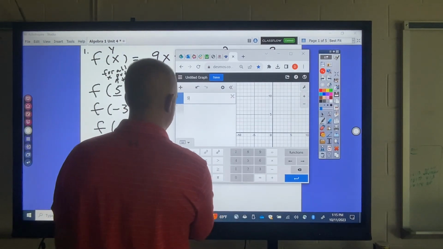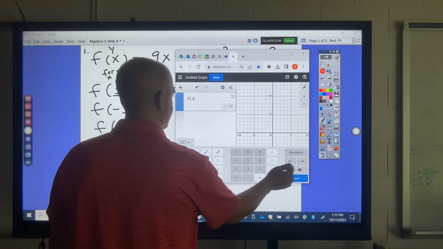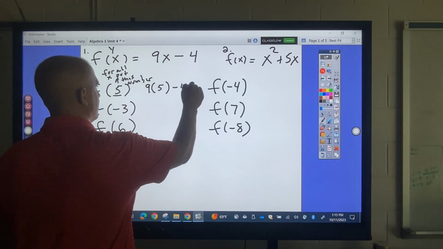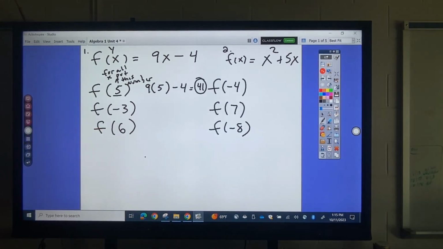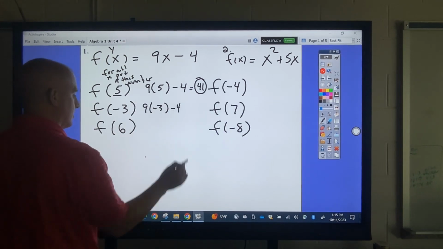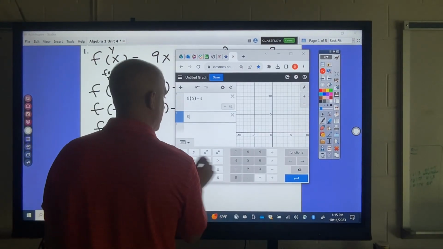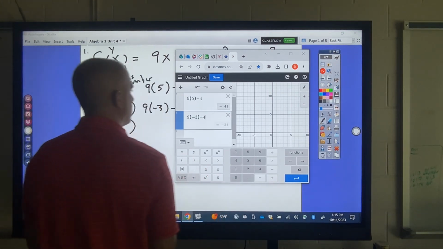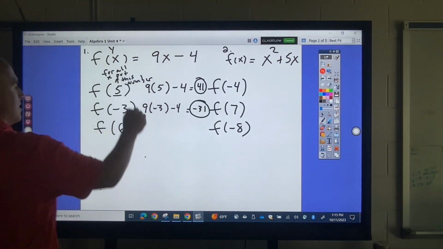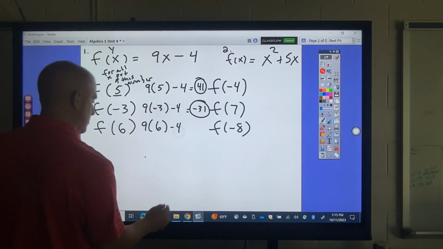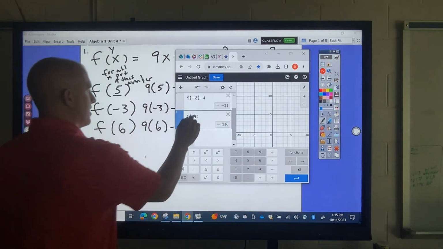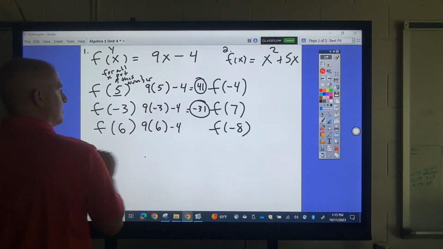Okay, 9 parentheses 5 minus 4. And that result is 41. And that's my answer. Okay? So f of negative 3, I put negative 3 in for x. Okay? 9 times negative 3 minus 4. That's negative 31. Okay? 9 times 6 minus 4. So every spot where there's an x, I put that. That's going to be 50.